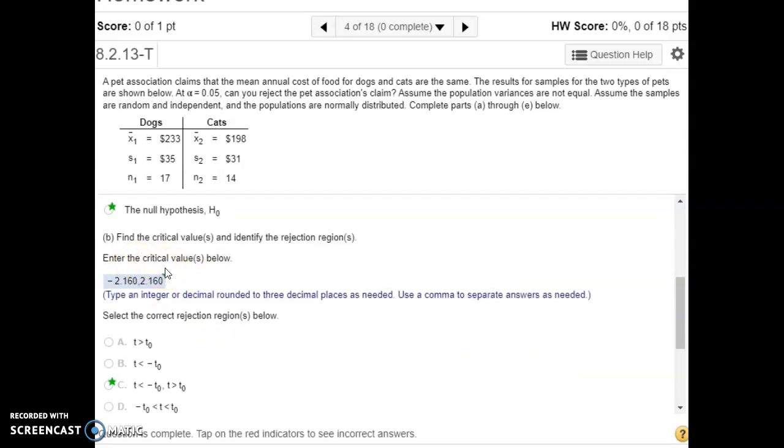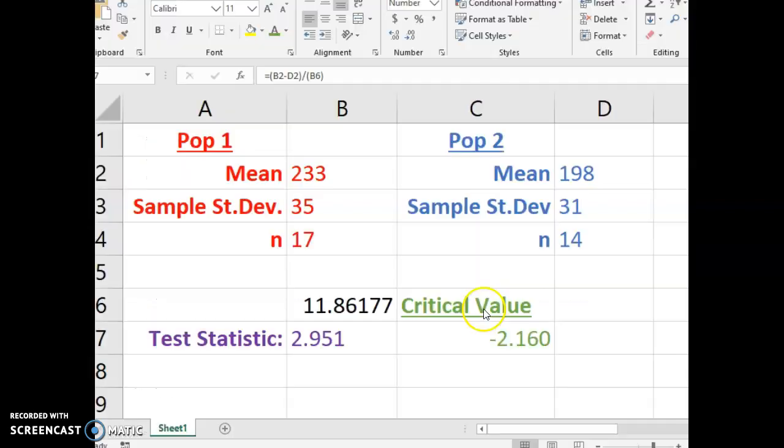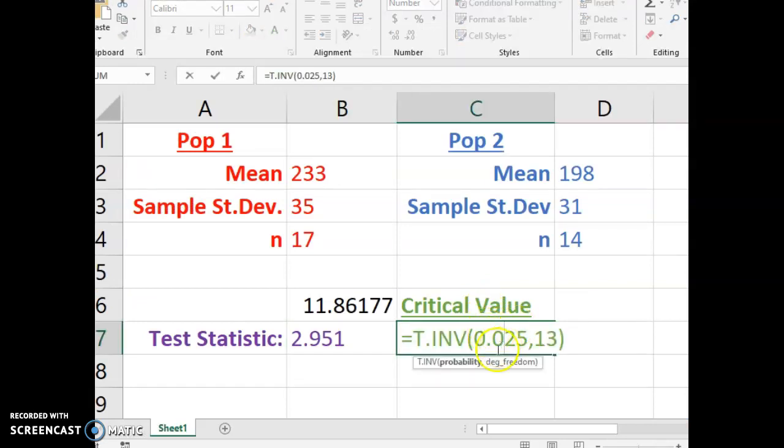What are our critical values? That's going to be based entirely on alpha, and we're going to use the t-distribution to find those. We have a two-tailed test because our alternative hypothesis was not equal to, so alpha of 5%, divide that in half, split it between the two tails, so we'll enter 0.025.